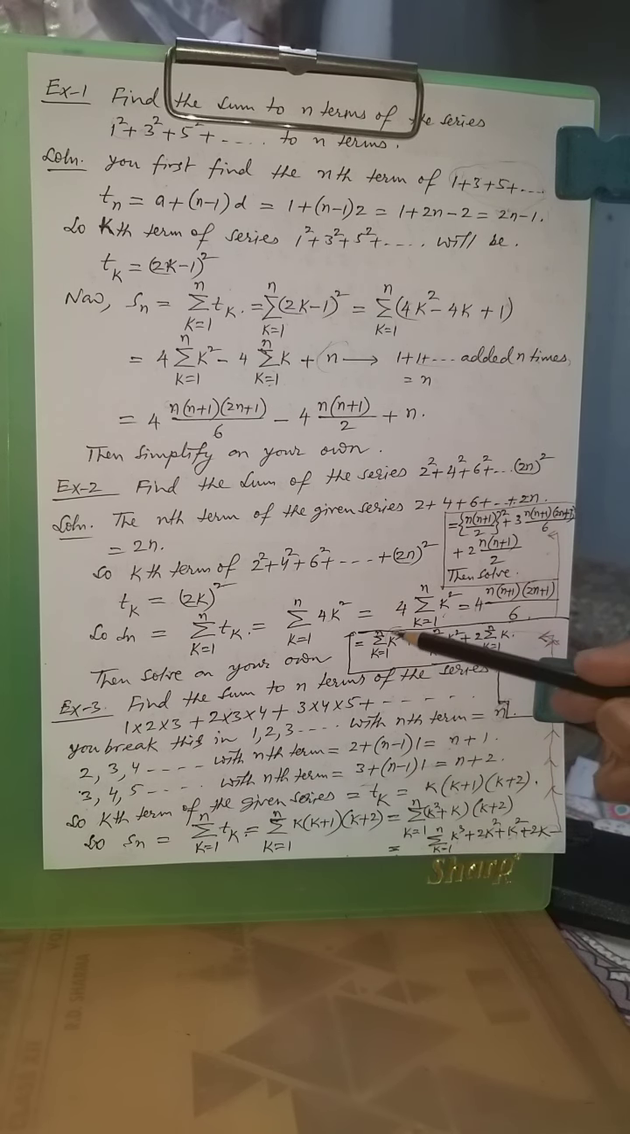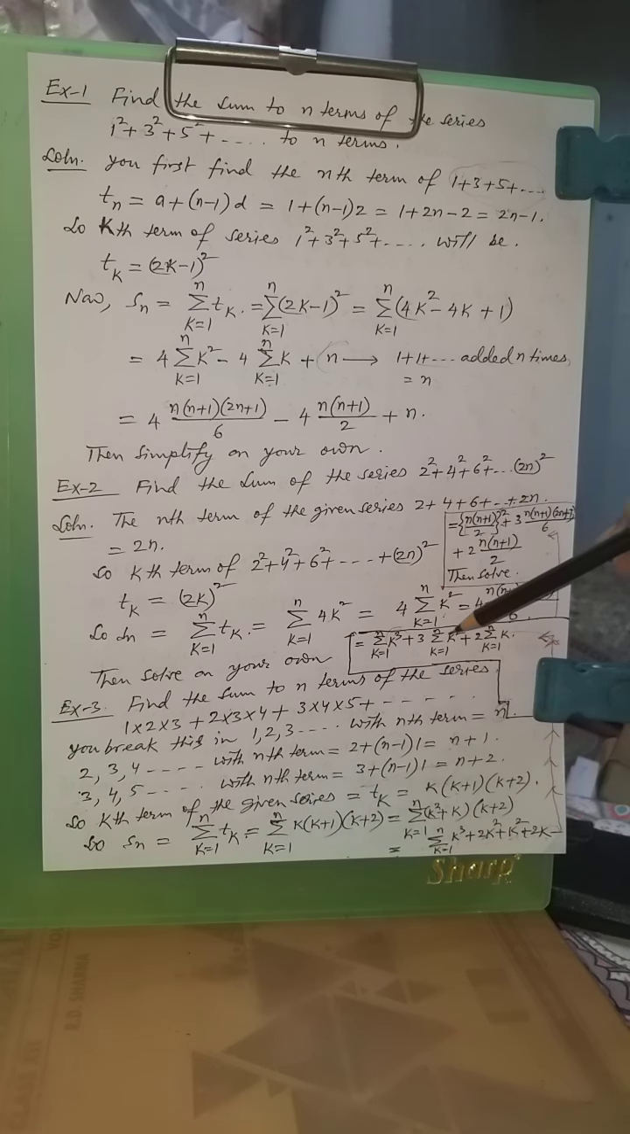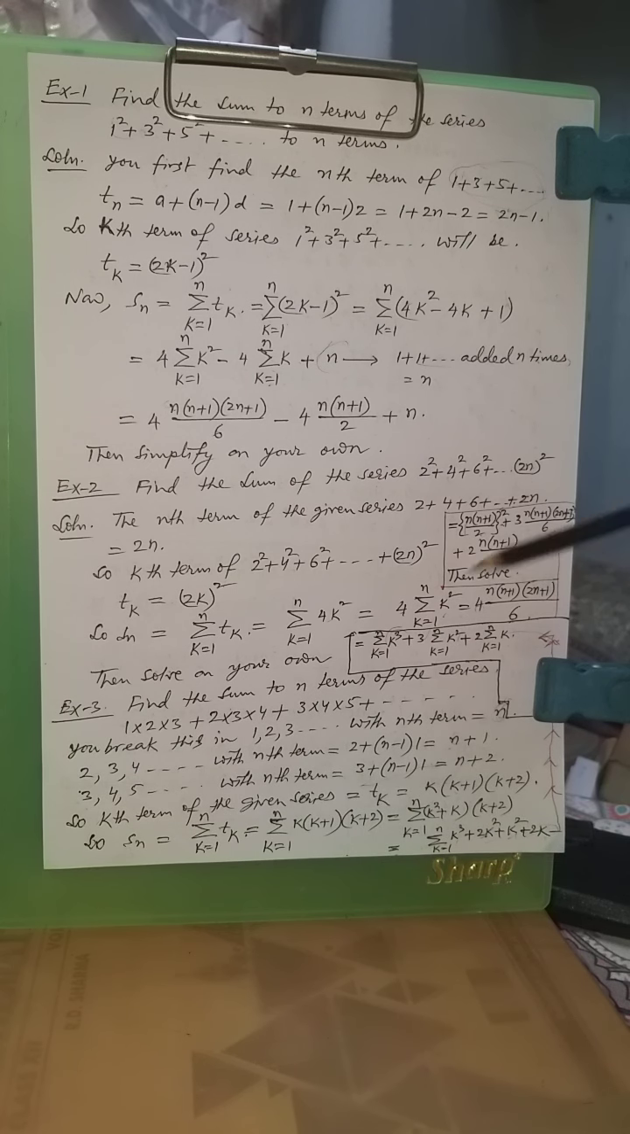Then sigma k cube can be written as (n plus 1 divided by 2) whole square, with n. This sigma k square, 3 is of course multiplied, can be written as n plus 1 multiplied by 2n plus 1. Alright, 2n plus 1 it is, not 3. Then sigma k can be written as 2 is multiplied, n into n plus 1 divided by 2. This can be simplified. You can do it on your own.